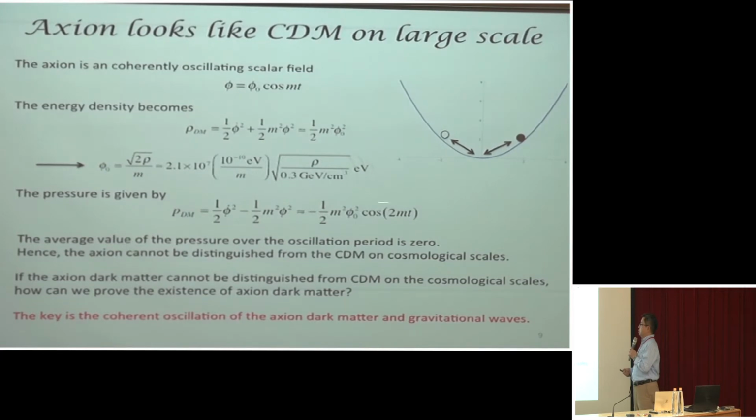Because of this oscillating behavior, if we average over the cosmological time scale, this vanishes. So on cosmological scale, we have zero pressure. That's why we can explain how this axion can mimic the CDM, the cold dark matter. But because of this property, we cannot distinguish the axion from the cold dark matter on cosmological scale.